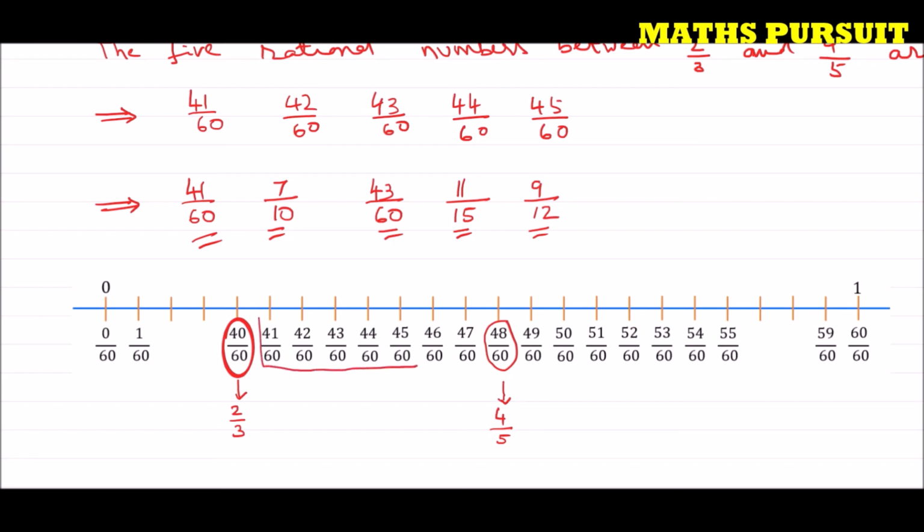These are the 5 rational numbers that we considered, from 41 till 45. Hope guys you understood this. These questions are very simple and very straightforward, but we need to understand how we are going to find them out. Once we get the concept, then definitely we can move ahead and find it out.